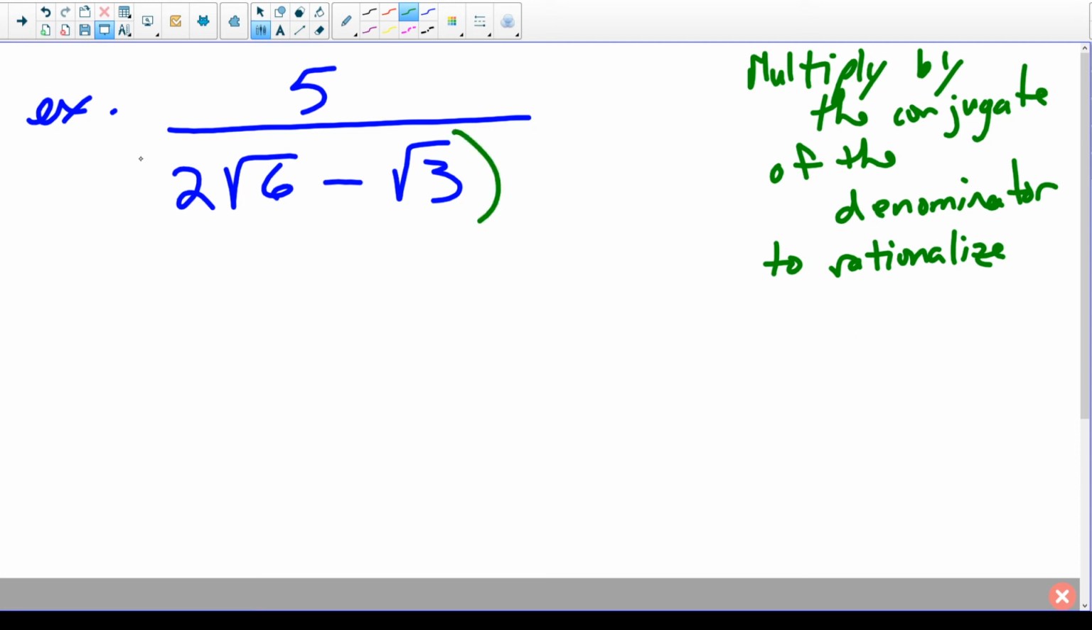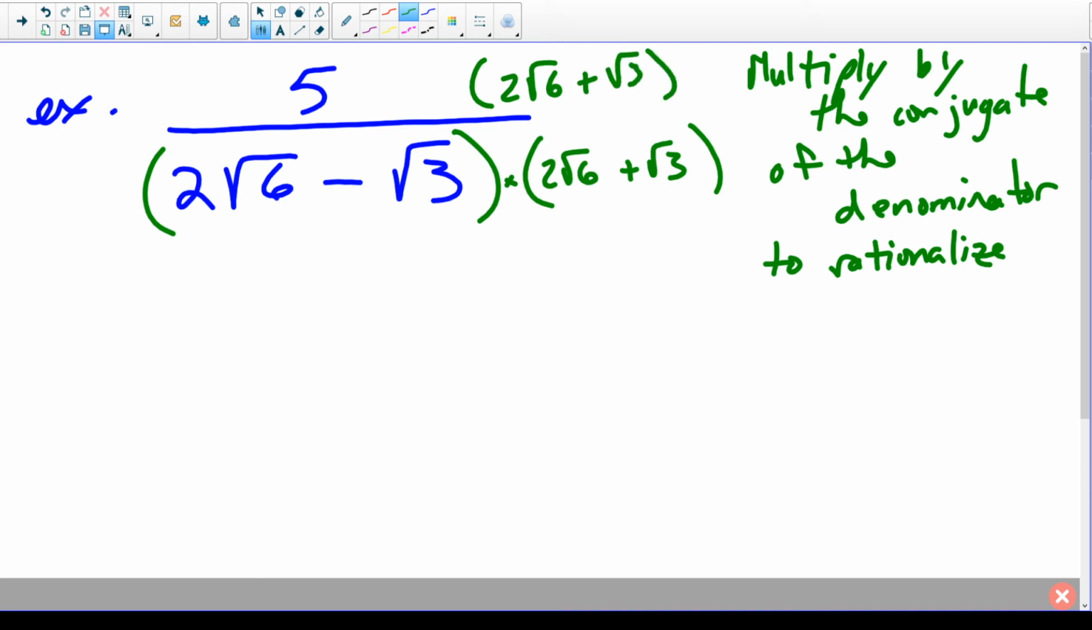So I'm going to put a bracket around here, and I'm going to multiply the entire thing by 2 root 6 plus root 3. But as soon as I do that on the bottom of the fraction, I immediately have to go up to the top of the fraction and do it there as well. That doesn't change. Okay? Anytime you do something to the bottom of a fraction, you immediately have to do it to the top of the fraction.